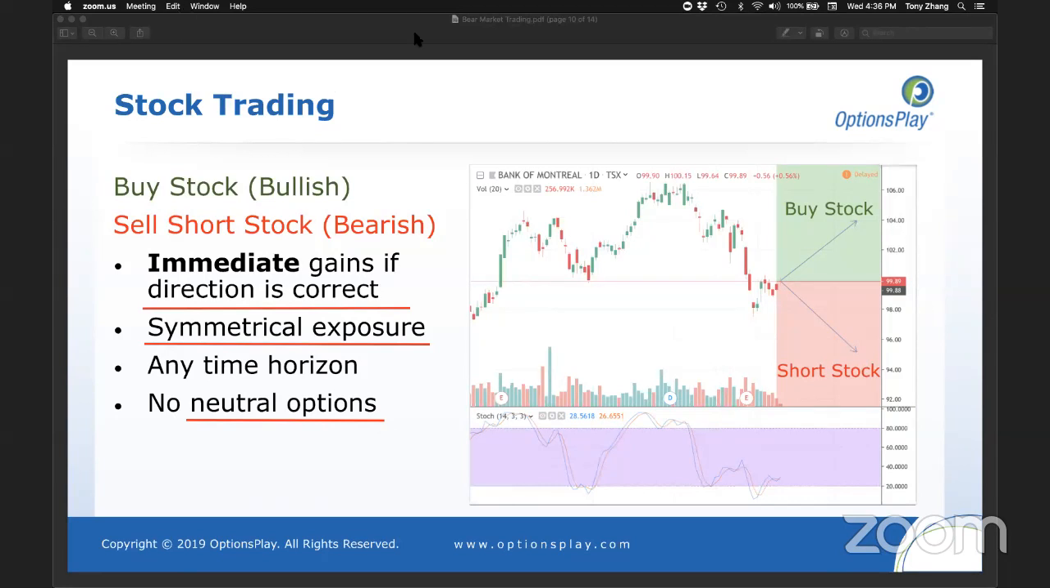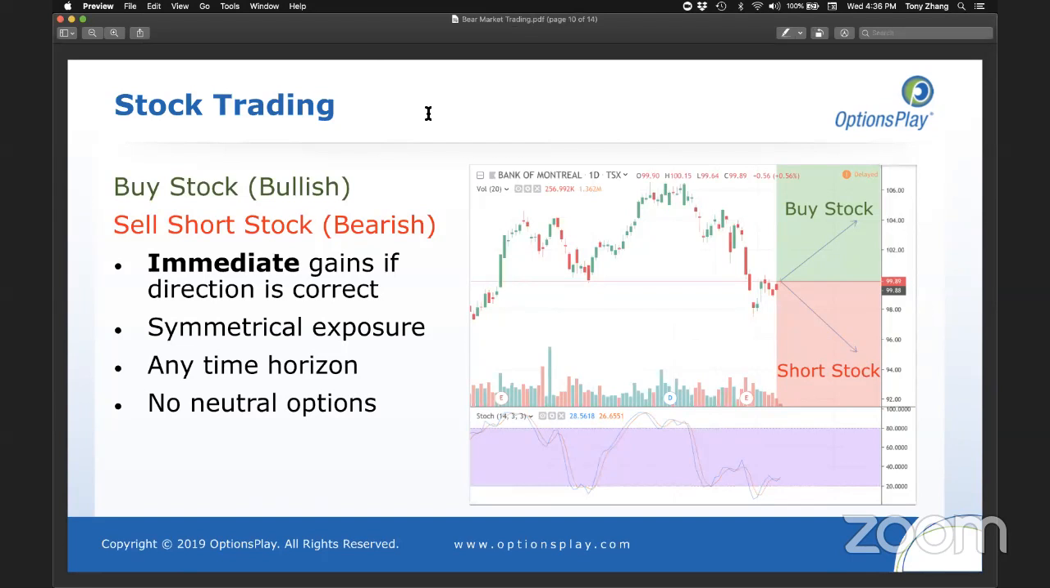With options, you have a lot more flexibility. You can trade a lot more different strategies. But today we're going to focus our attention on bearish opportunities. So if you're a stock trader, as a bearish trade, the only thing you can do is sell short the stock. Now, I never recommend doing this because shorting a stock gives you symmetrical exposure, which means that if you're wrong, you have unlimited losses as long as the stock keeps moving higher and higher.